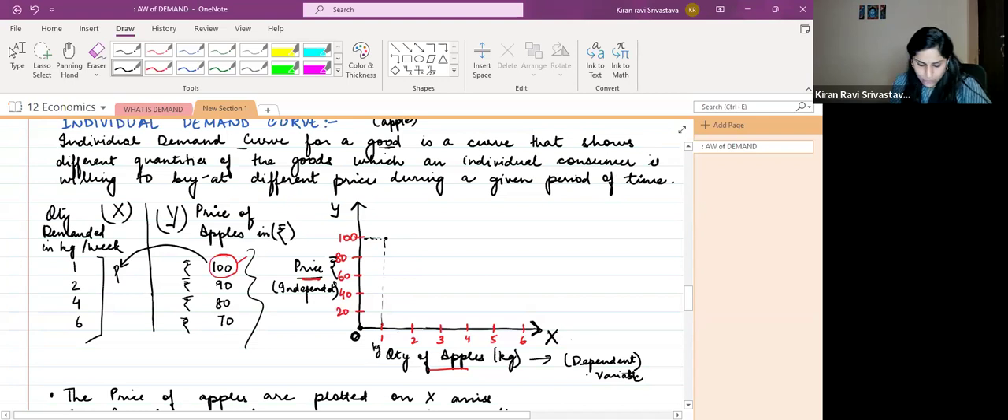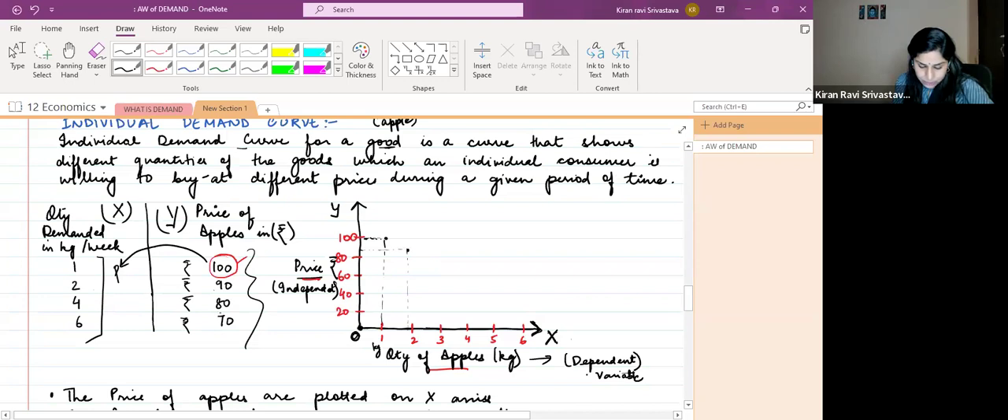Now for the next one, for 90 rupees, I'm buying 2 kgs. So where is my 90? Somewhere between 100 and 80. So there's a 10 rupee difference. For that, I'm buying 2 kgs of apple. So my 2 is here, my 90 is somewhere here. So this is the second point.